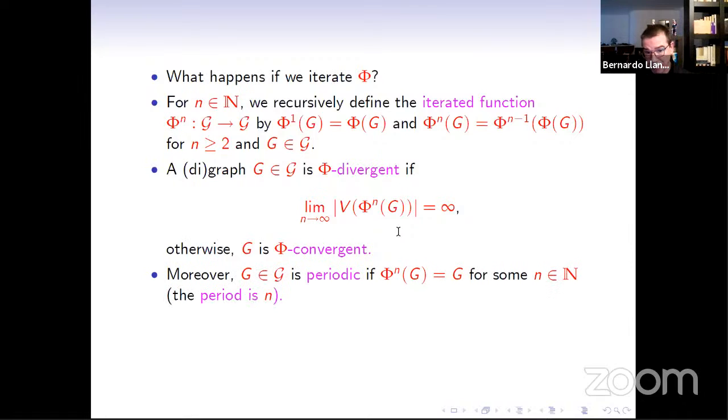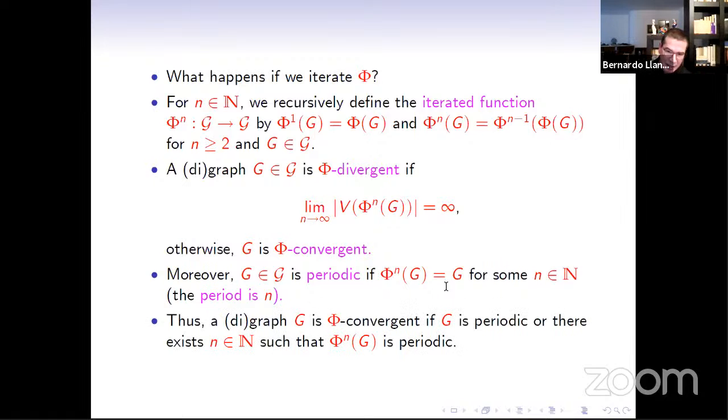I will say that it's periodic if you get the same graph after some iterations. And we say that this graph is periodic of period n. So after n iterations, you get the same graph. Okay, and after these definitions, we can say that a graph or the digraph is phi convergent if it is periodic, or there exists an n such that phi to the n of D is periodic.